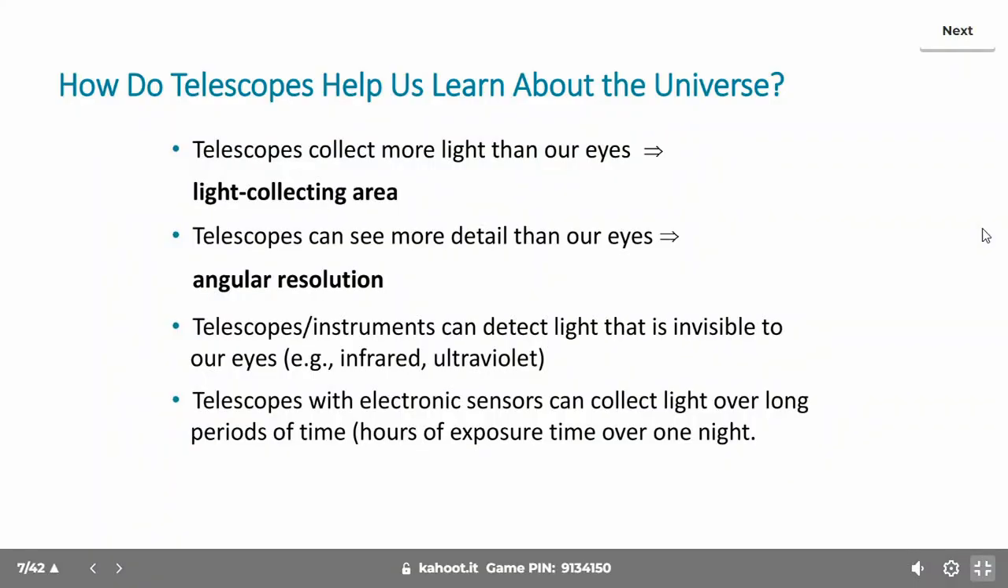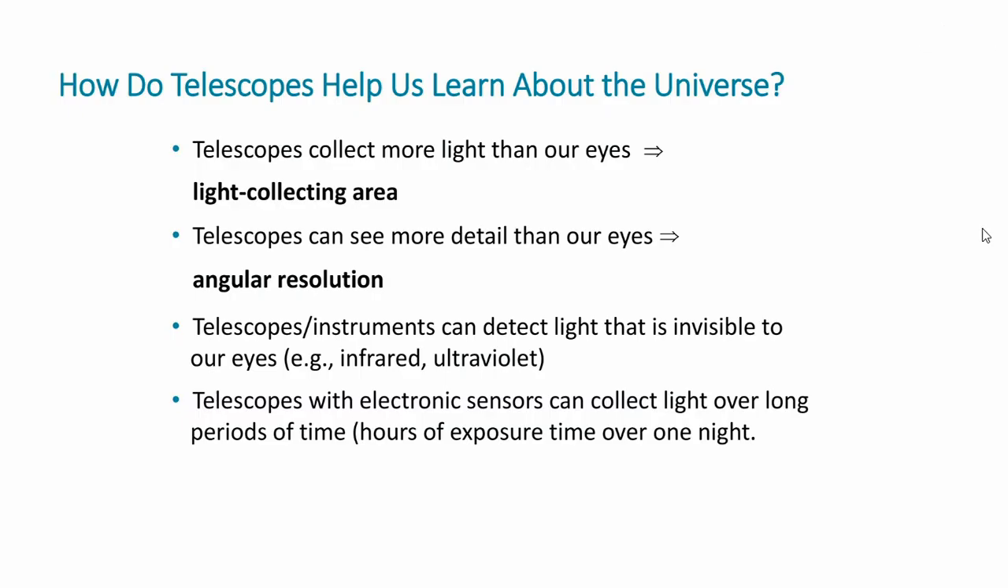So why do we use telescopes? There are several different reasons. One of them is we can make telescopes that are bigger than our eyes. The bigger telescope you have, the more light you're able to collect from that object. And we've talked about how you can see something in greater detail, so that's increasing the angular resolution for the object.